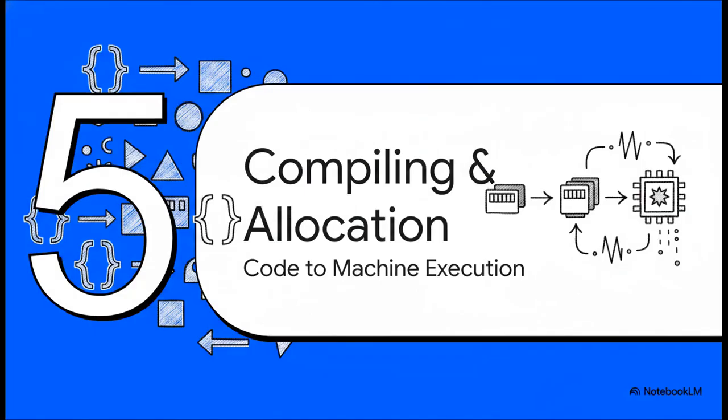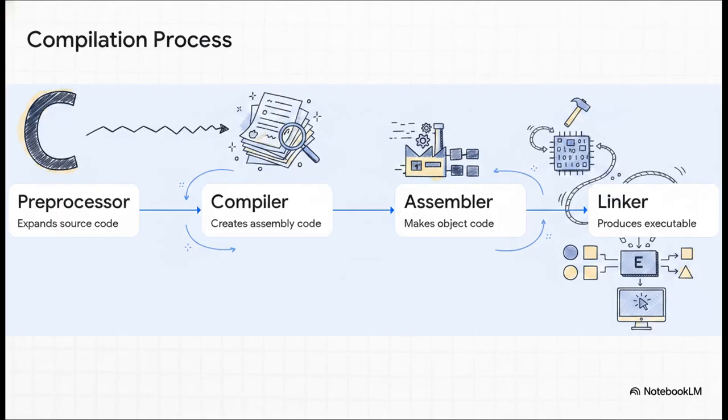Section 5. Compiling and allocation. Code to machine execution. Okay, so we see how data maps to the hardware. Now let's zoom out a bit and look at the compilation process, how we actually turn our human-readable code into physical machine instructions. In a language like C, making an executable is a strict 4-step pipeline.